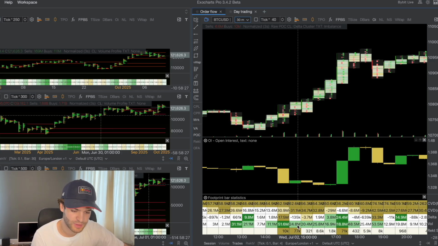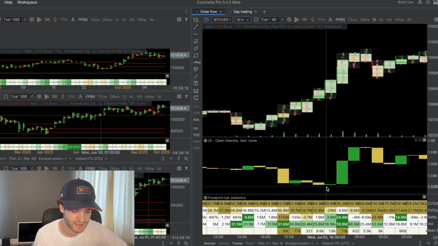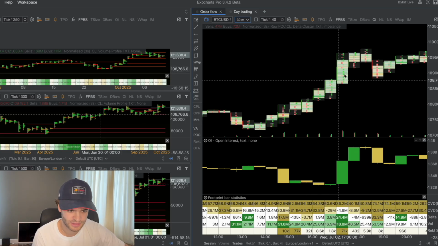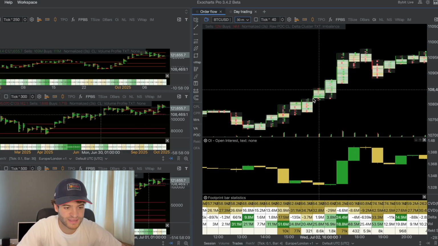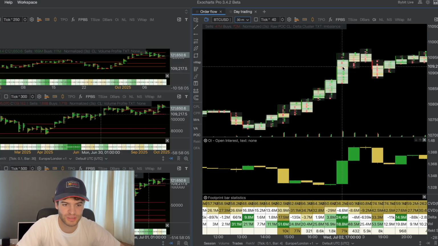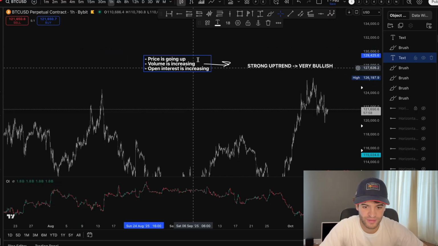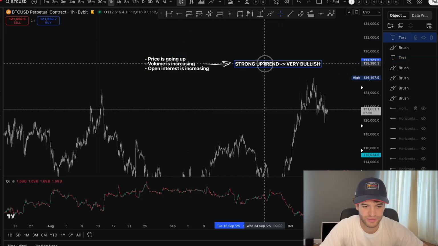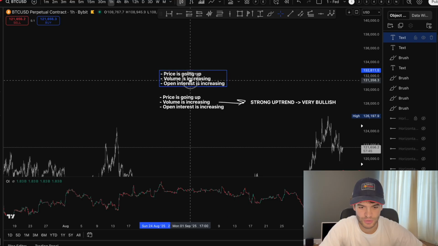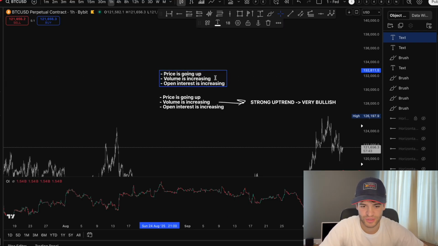And also ExoCharts tells us directly by putting them in green when you have higher volume than usual. And then you can see that open interest is increasing. And then we have price increasing as well. So we classify this uptrend as a healthy uptrend, as a strong uptrend. So as I was explaining here, when you have these conditions, that's when you have a strong uptrend and it is very bullish. Then let's cover when we have a weak uptrend.